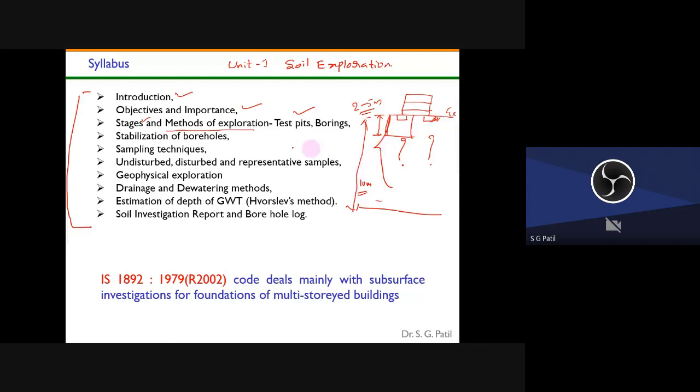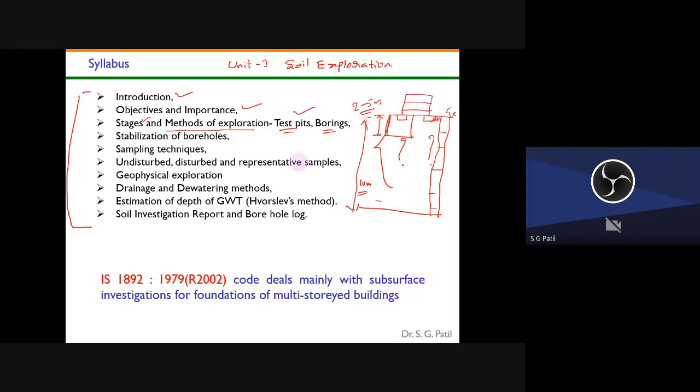In that case, test pits or trial pits may not be feasible. Then you have to drill a borehole. So this is the boring method. We drill a borehole of maybe around 100 to 150 mm diameter, then collect soil samples at different depths. Then we do some in situ tests, or carry out some laboratory tests on these collected soil samples, and assess the properties of the soil. That is another method.